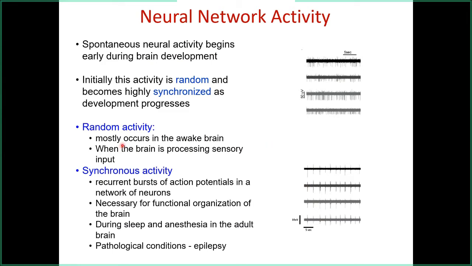So what is the meaning of this activity? We really do not know yet, but random activity mostly occurs in the awake brain when the brain is processing sensory information. Synchronous activity is mostly seen during sleep and anesthesia in the adult brain, but it's thought to be necessary for the functional organization of the brain. The brain is functionally modular. And we also see this kind of synchronous activity in the awake brain during pathological conditions like epilepsy.